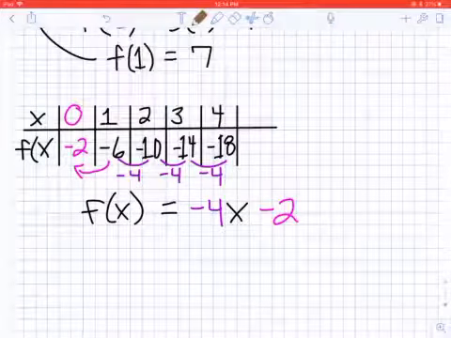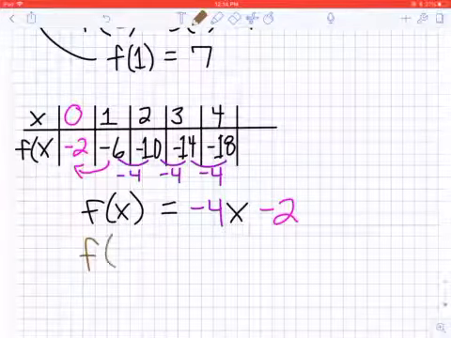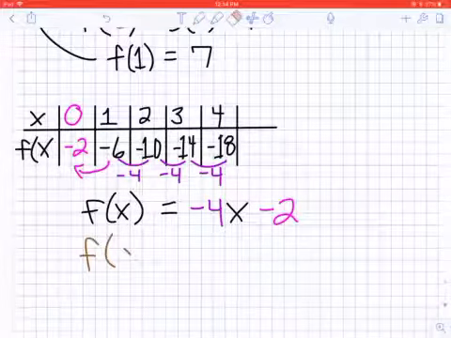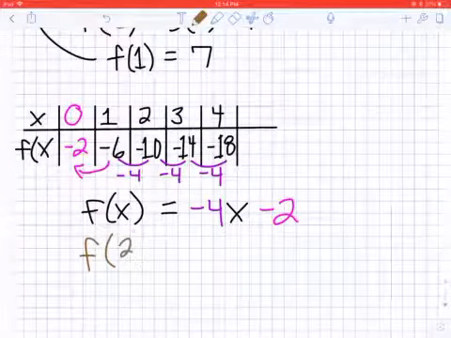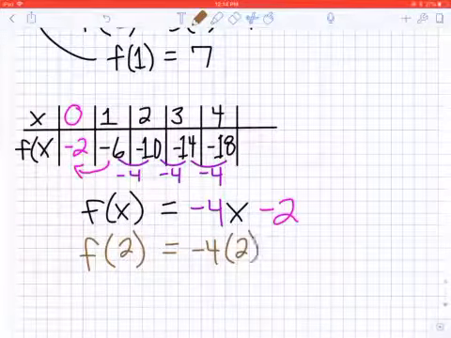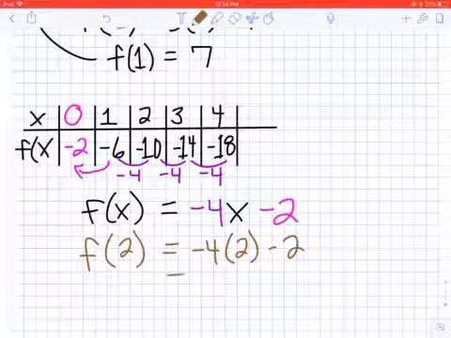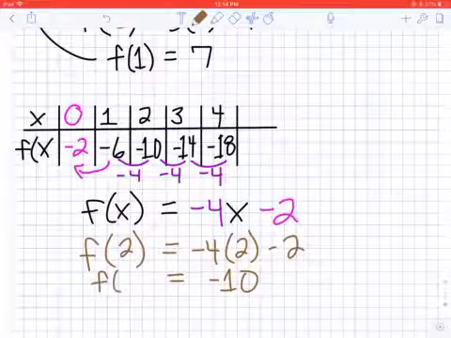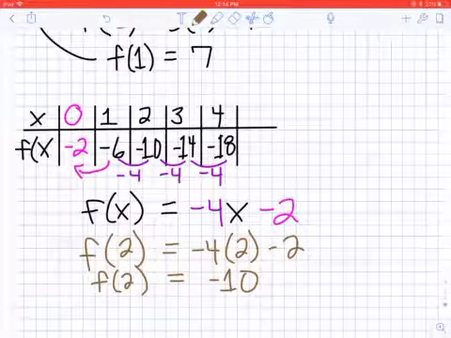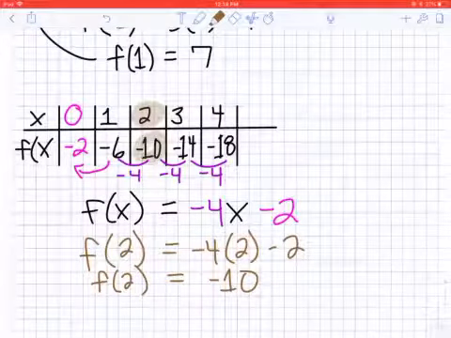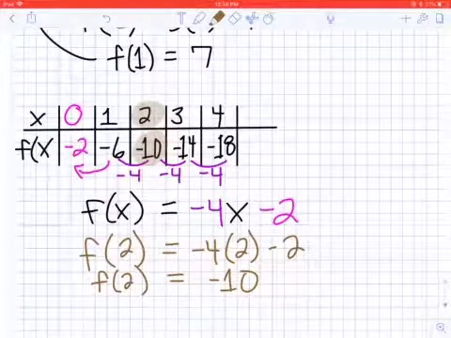Time to plug it in and see if it works. Let's try 2 this time. We used 1 last time. Where my x is, I'm going to input 2. Negative 4 times 2 gives me negative 8, minus 2 gives me negative 10. So when my input is 2, my output should be negative 10. Looking up my table, input of 2, output of negative 10. Well, you know it works.